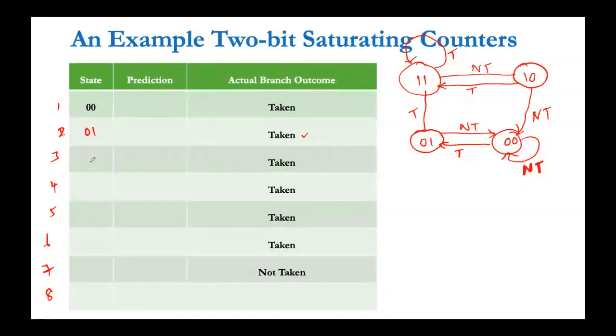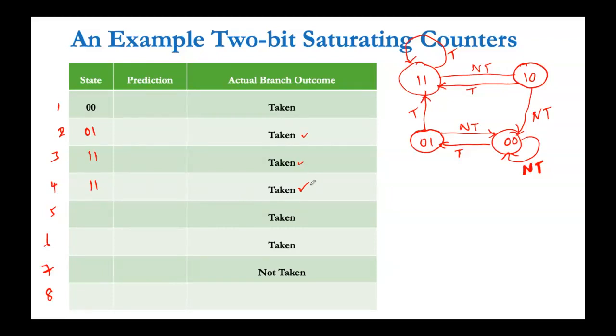Wonderful. Okay. Good. So it is 1 0. With 0 1 and taken, it is going to your 1 1 state. Wonderful. At the 1 1 state, again it is taken. What is the answer? Good. So from the 1 1 state, it is taken, so it will remain in the same state, 1 1. Good.